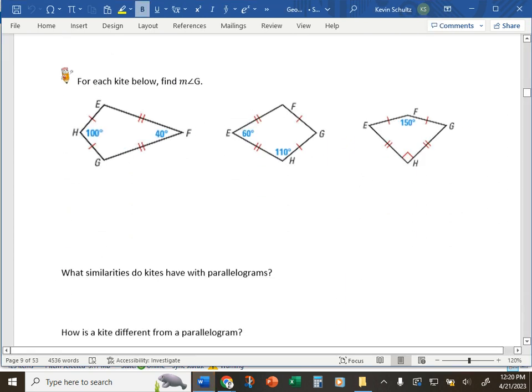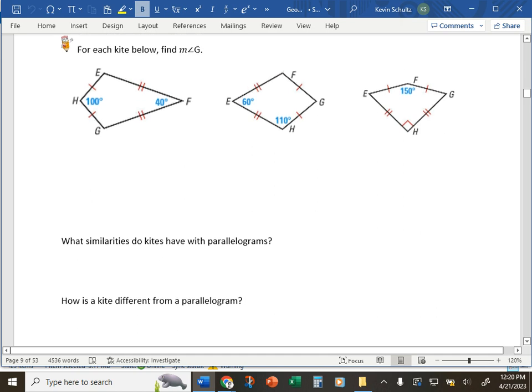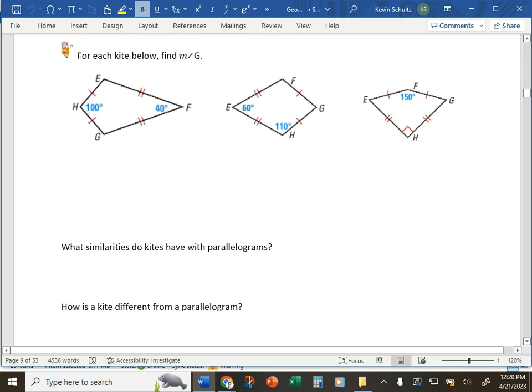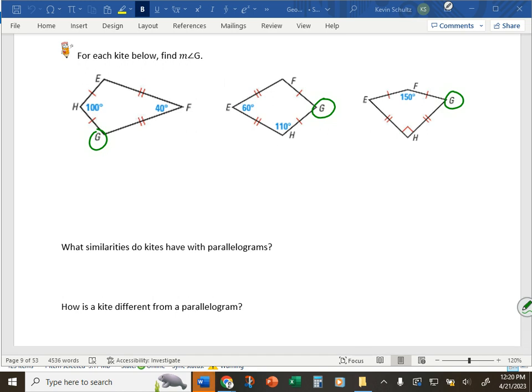Let's get to practicing. It says, for each kite below, find the measure of angle G. So each time we're finding G, the question is, how do we get there? I'm gonna say it equals 80 degrees. Damien is saying 80 degrees. This angle G here? No, that's 110. How do you get 110? That's what I was gonna say. So inside is 360.